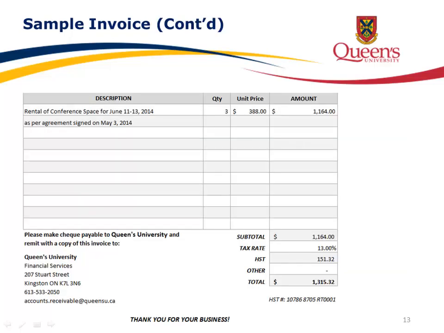Looking at the bottom section of the invoice, in the description section, the fields for quantity, unit price, and amount are completed. The description reveals the sale is for the rental of conference space for the period June 11th to 13th, 3 days at $388 per day for a subtotal amount before taxes of $1,164. Ms. Adams entered the tax rate as 13%, which populated the tax amount and adjusted the total invoice to be $1,315.52. Note, when the services delivered are in multiple provinces and/or countries, please contact Financial Services to discuss how to correctly reflect the tax amounts on the invoice.